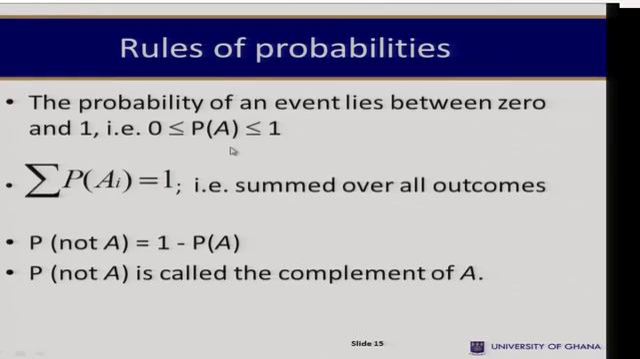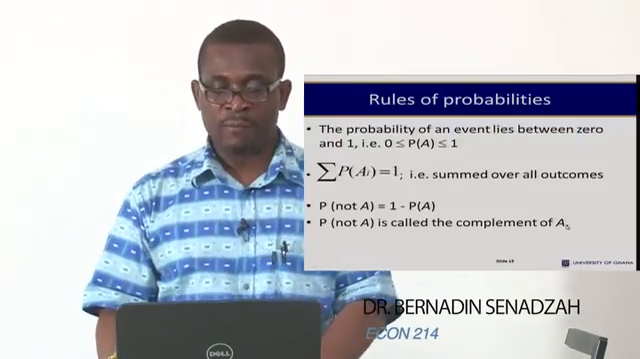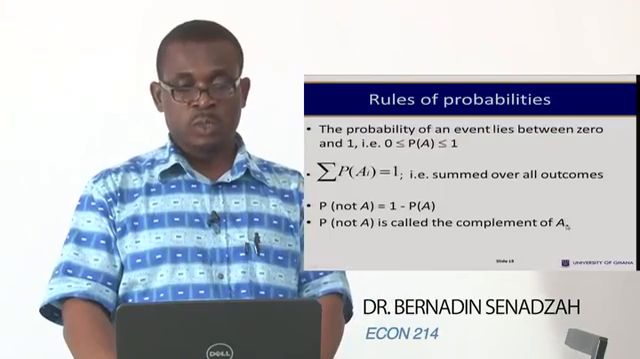So the probability of any event which is likely is greater than 0 but less than 1. And if you sum all the probabilities over all the possible outcomes, you must get 1. It cannot be greater than 1. We'll illustrate. And then the probability of not A, that is the event A not occurring, can be calculated as 1 minus the probability of the event A occurring. We call the probability of not A the complement of the event A. We should have cause to use these rules as we proceed.